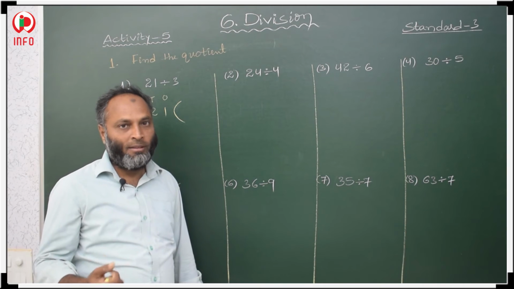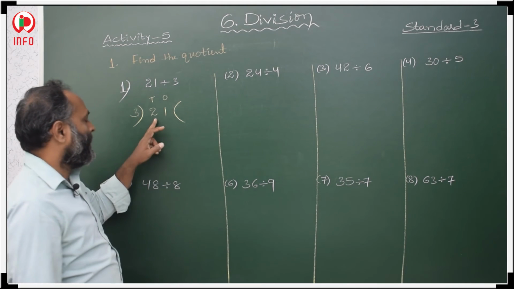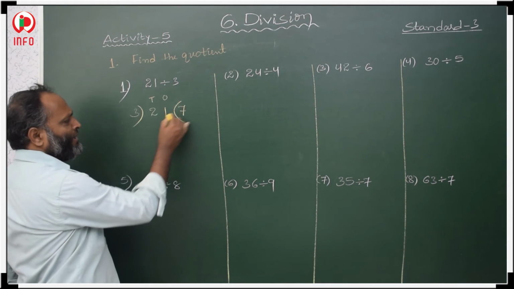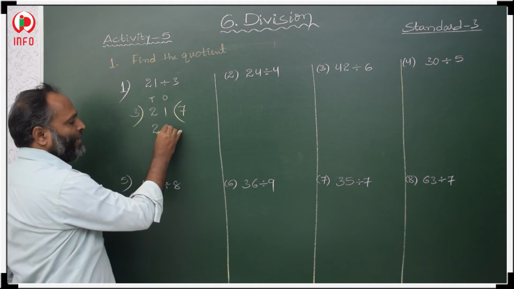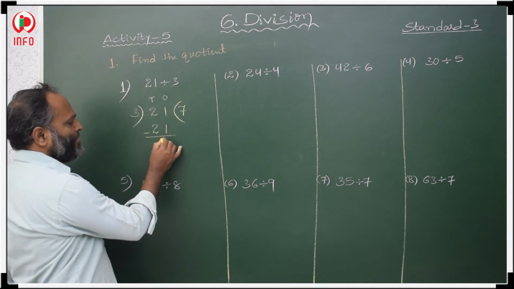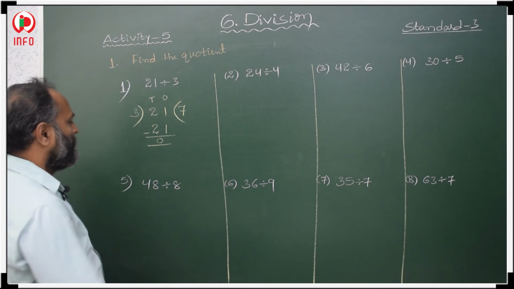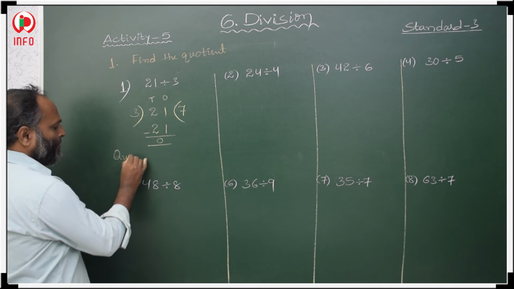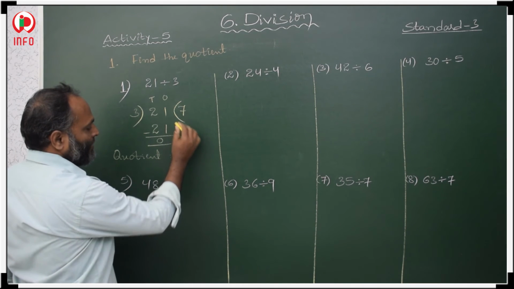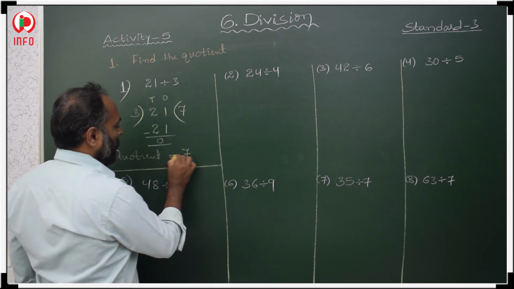3 5s are 15, 3 6s are 18, 3 7s are 21. Exact, 3 7s are 21. We have to take 21 like this. Same number minus same number, 0. Then what is he asking? Quotient. So, write your quotient. Your quotient is this one, that is 7.